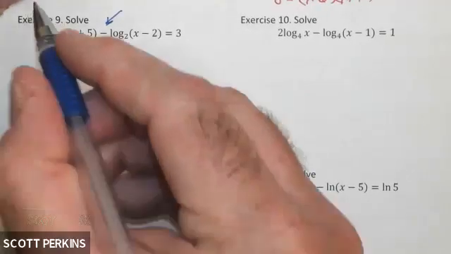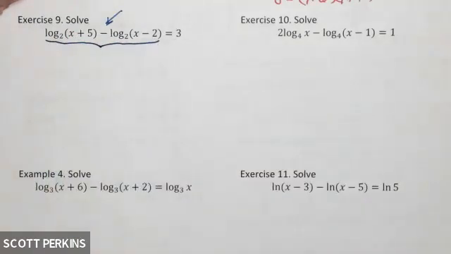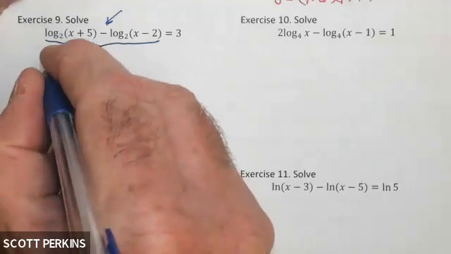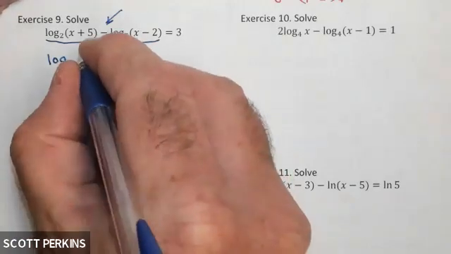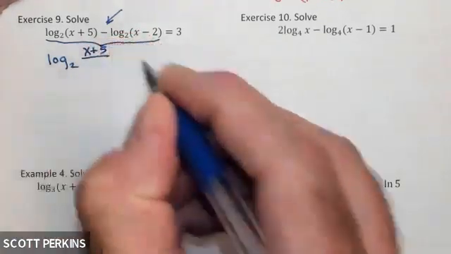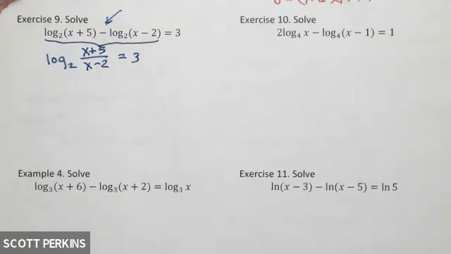All right, this one's a quotient rule problem. You already identified that for me, so great job. I appreciate that. So just like with the other problems, I'm going to combine that left-hand side into a single log. So I have the log base 2, but this time, instead of multiplying them, I'm going to have an x plus 5 in the top and an x minus 2 in the bottom. We are going to divide those two things. Quotient rule equals 3.